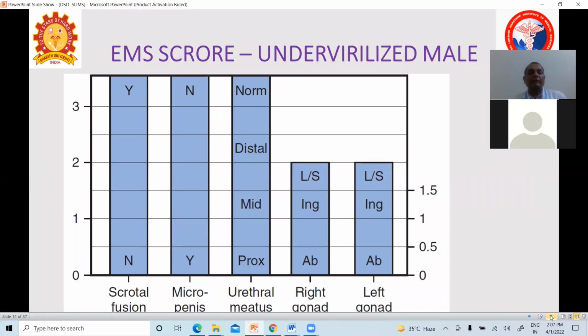Same in case of EMS score. You can see scrotal fusion: no, then it will score 3. Micropenis: no, then it will score 3. Urethral meatus normal, score 3. Right gonads, and where is the gonad? Abdomen, gonadal folds. By this way you can use scoring. Any score less than 11 is indicative of DSD.